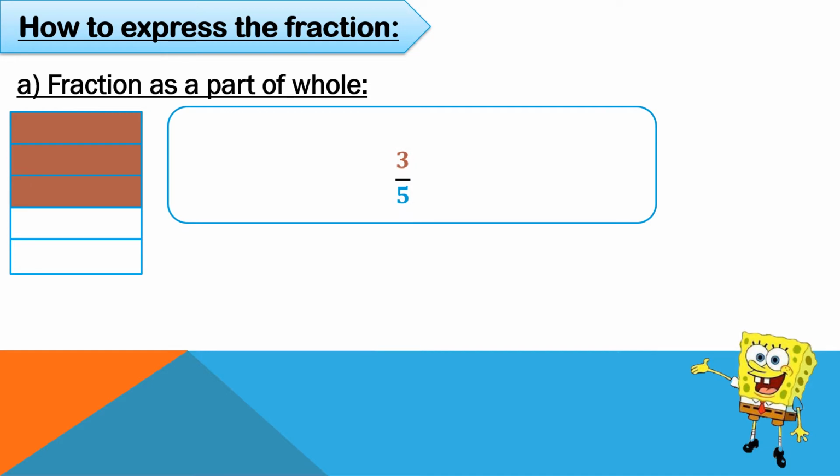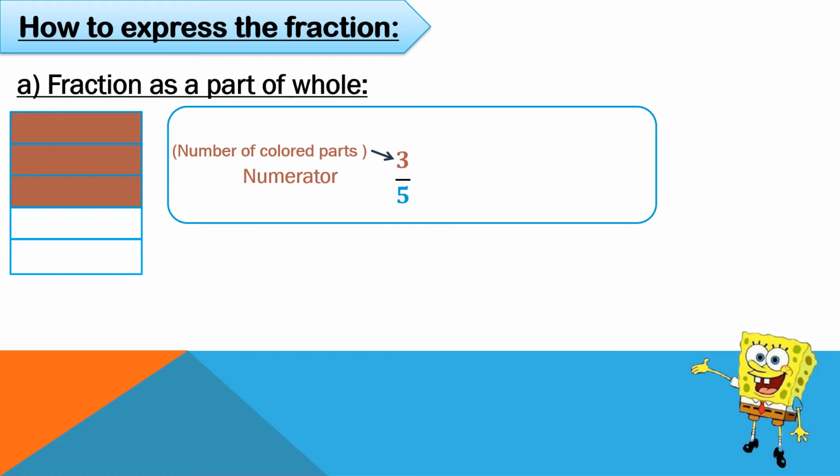How did you get 3/5? The 3 here is referring to the number of colored parts. I want to know the brown parts. So how many brown parts here? 1, 2, 3. So this 3 is the number of colored parts, and it's called the numerator, okay? And in the bottom here, I will write 5.